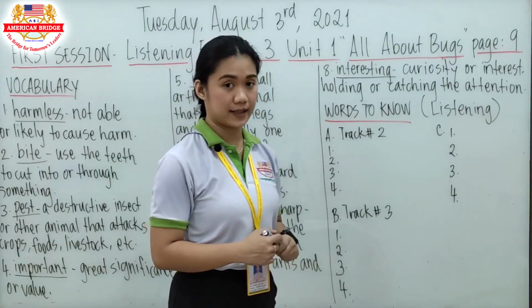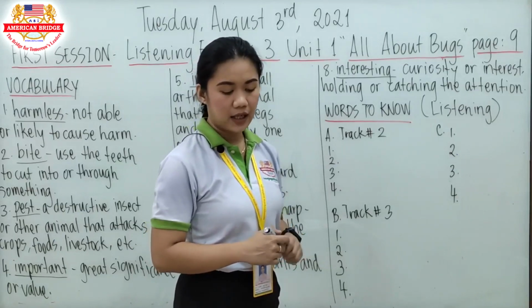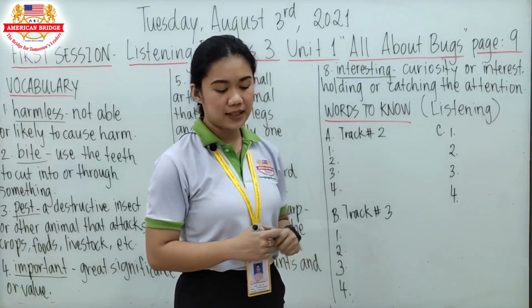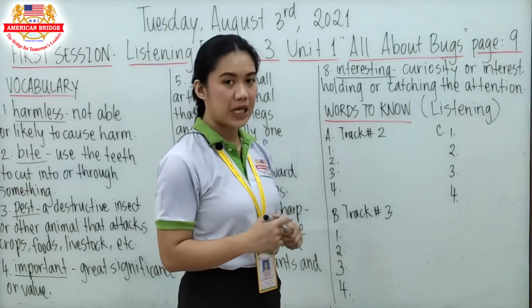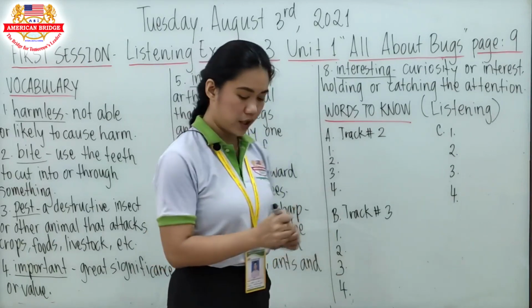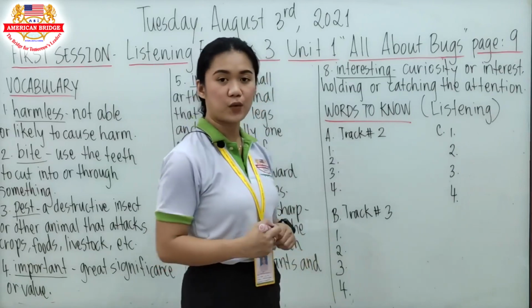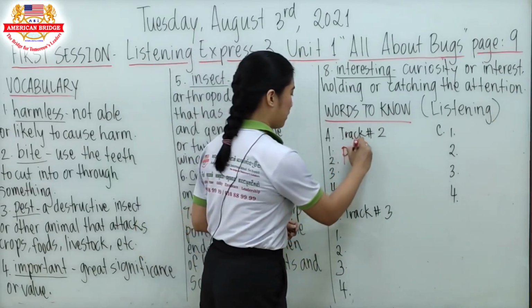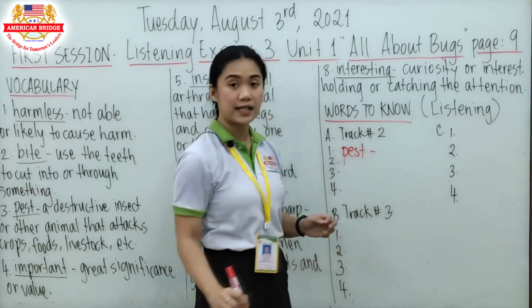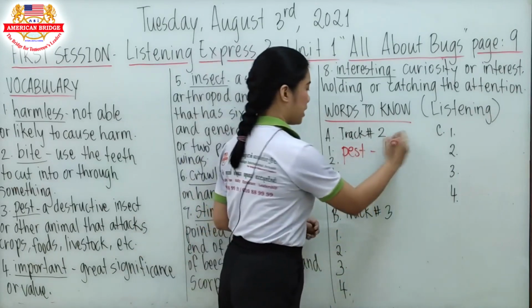It's a pest. Pest is what? Pest is a living thing that causes problems for people. So the first word is, what's the first word, everyone? Pest. So let's write the word pest, and the letter is letter B.